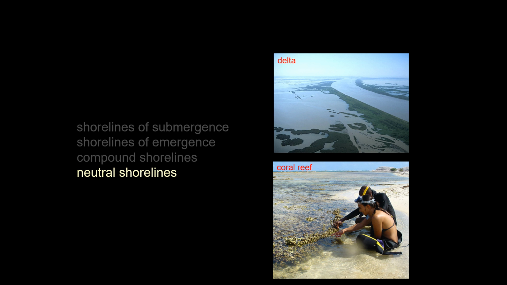Deltas are evidence that a shoreline has not experienced emergence or submergence, because if you had submergence, the delta sands would disappear and emergence would expose more land. So they sort of provide evidence of a shoreline that's fairly stable. And the same thing with coral reefs.